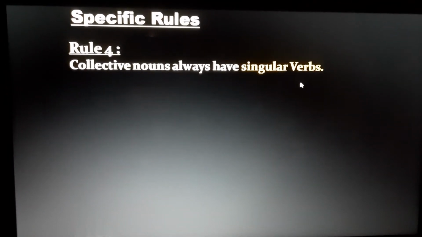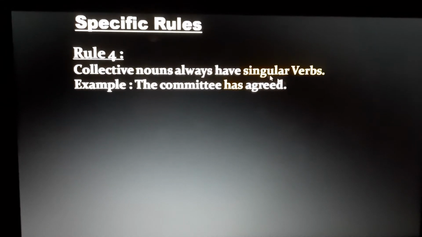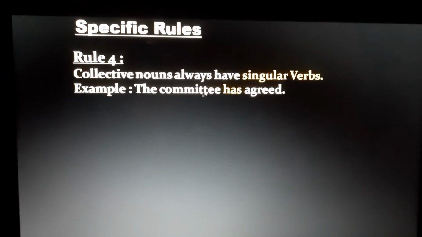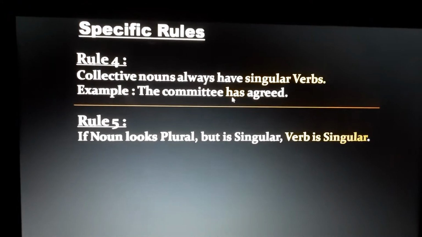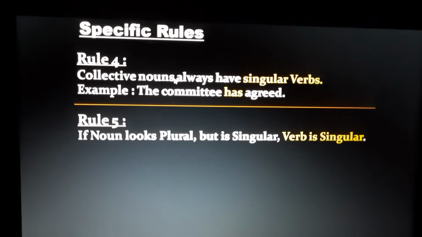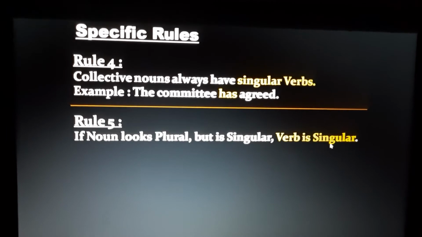Collective nouns always have singular verbs. For example, the committee has agreed. Here, committee is a collective noun and "has" is a singular verb. Rule number 5. If a noun looks plural but is singular, the verb is singular.